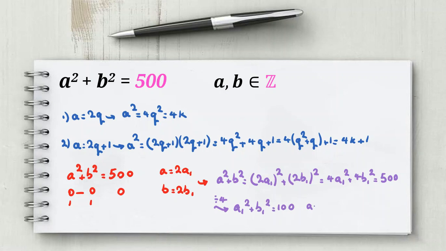a1 and b1 are integers. Let's divide by 4: 500 divided by 4 is 125. Now, in this case, we should try to find all possible cases to reach 125. So let's check all of them on the next page: a1 squared plus b1 squared equals 125.